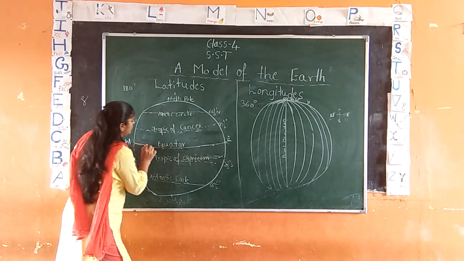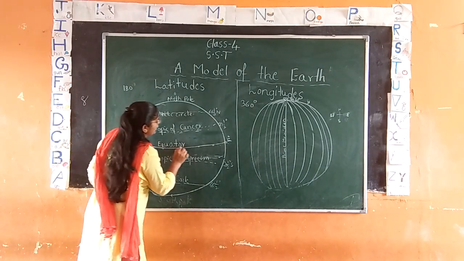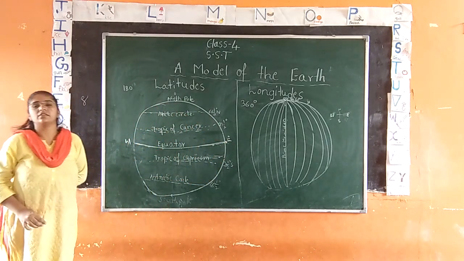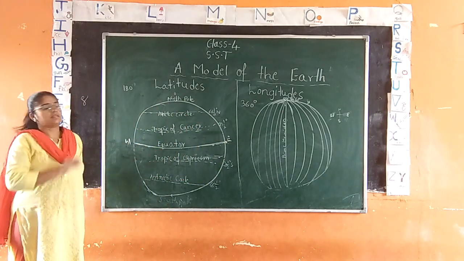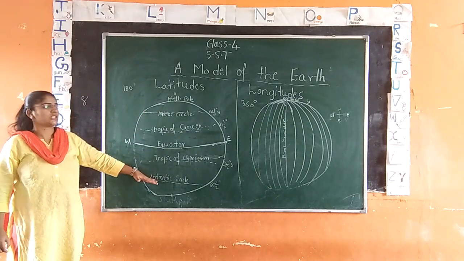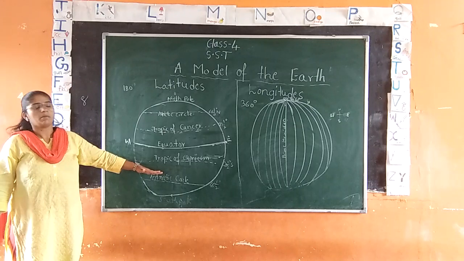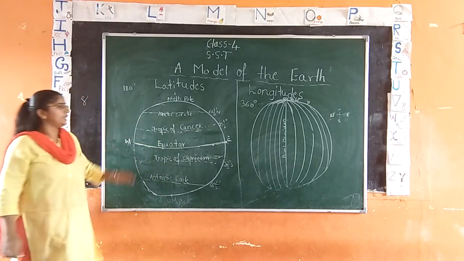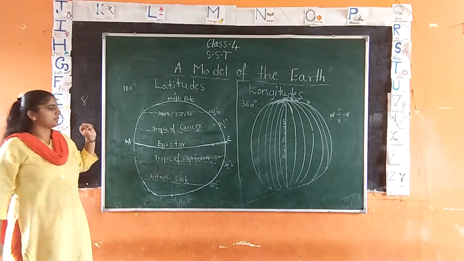First one, this we call the equator, 0 degree. These lines are measured in degrees, north-south measurement. This is the equator. This line alone divides the Earth into two parts.